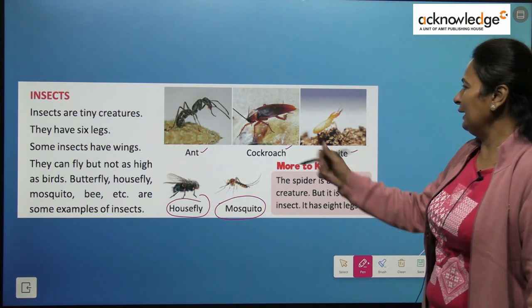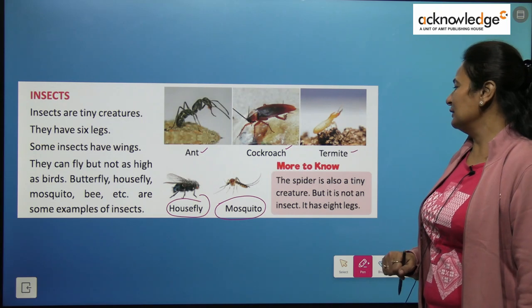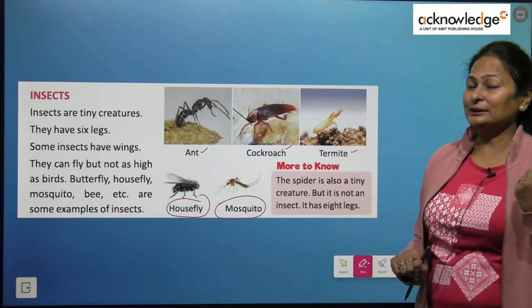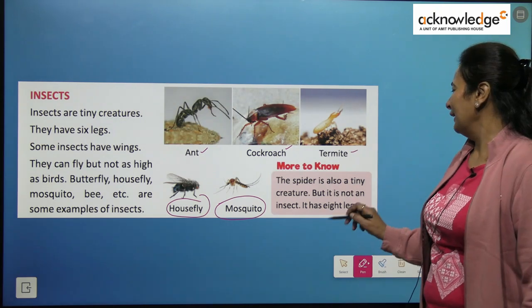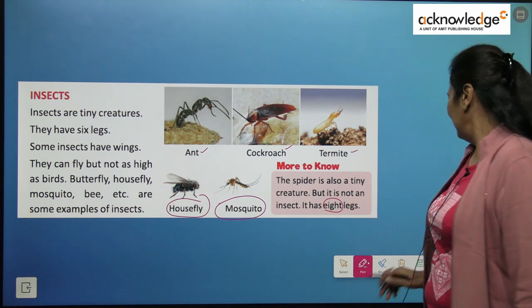So we have seen the examples of insects. The spider is also a very tiny creature, but how many legs does it have? It has 8 legs, right?